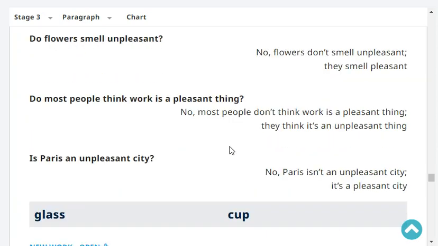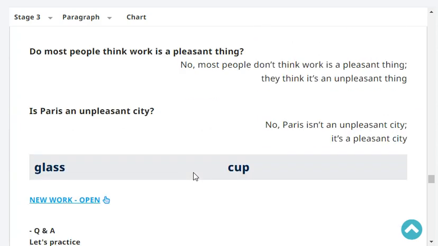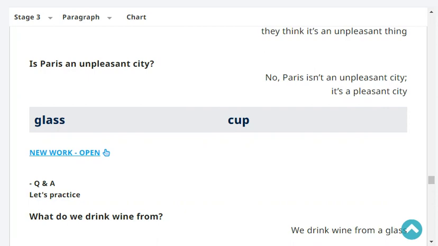Do most people think work is a pleasant thing? Yes or no? No, most people don't think work is a pleasant thing. They think it's an unpleasant thing. Yeah, but we need it, right? Okay, next. Is Paris an unpleasant city? No, Paris isn't an unpleasant city. It's a pleasant city. Very good.